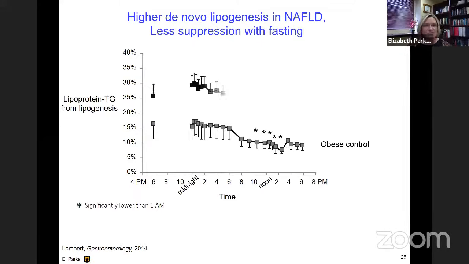These are the levels from the patients with NAFLD. They are equally obese and equally insulin resistant. And you can see how it takes a very long time for their lipogenesis to actually turn off. So not only have they got twice as much flux through the pathway, but it is resistant to fasting.